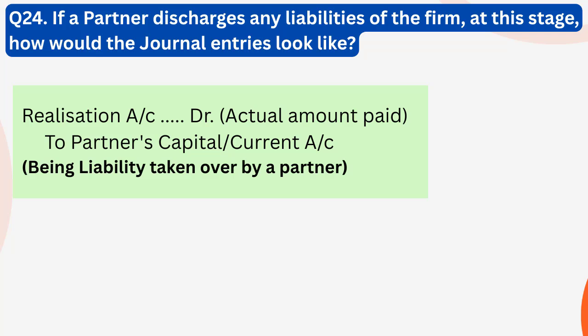Okay, now let's suppose that the partner discharges some liabilities of the firm at this stage of dissolution. How would the journal entries look like in that case? In that case, the journal entries would look like this. Here, you debit the realization account because the firm is relieved from this liability. So, it's like a gain. And you credit the partner's capital or current account. Why? Because the partner is actually paying for them from their personal funds. So, they are entitled to receive that much more from the firm.